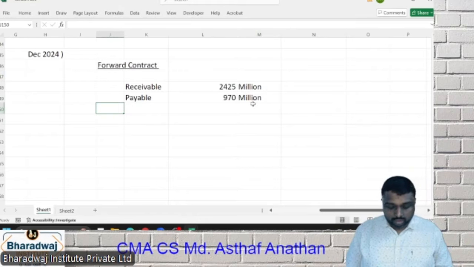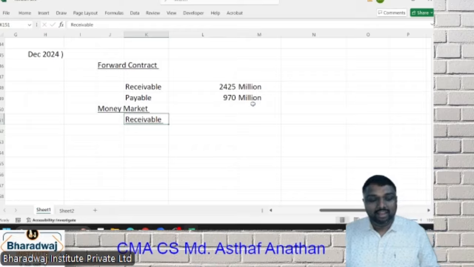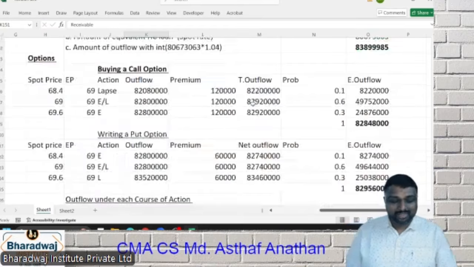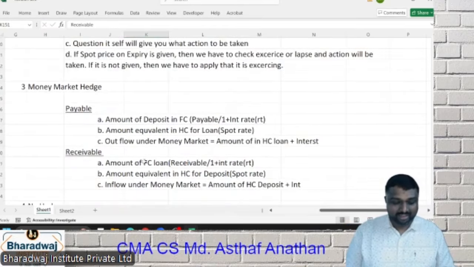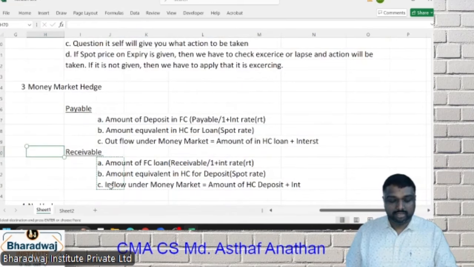Now we can go for what? Money market. First we'll go for receivables. For receivables or payables, our theory we have here. So this is the theory we have. Copy, paste. That's all.